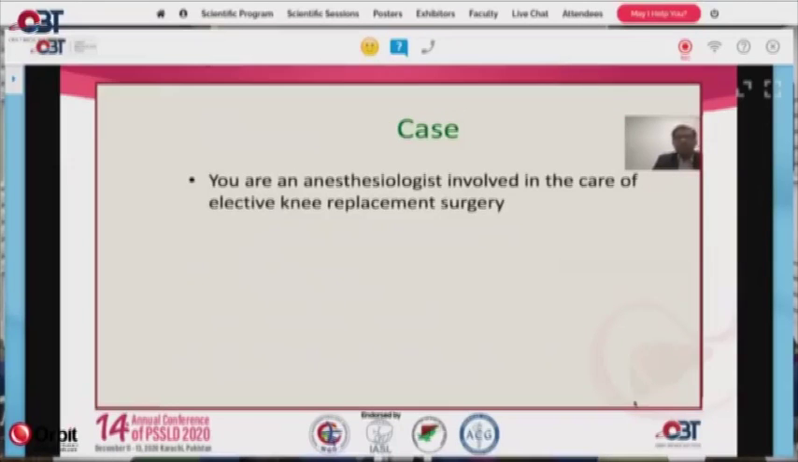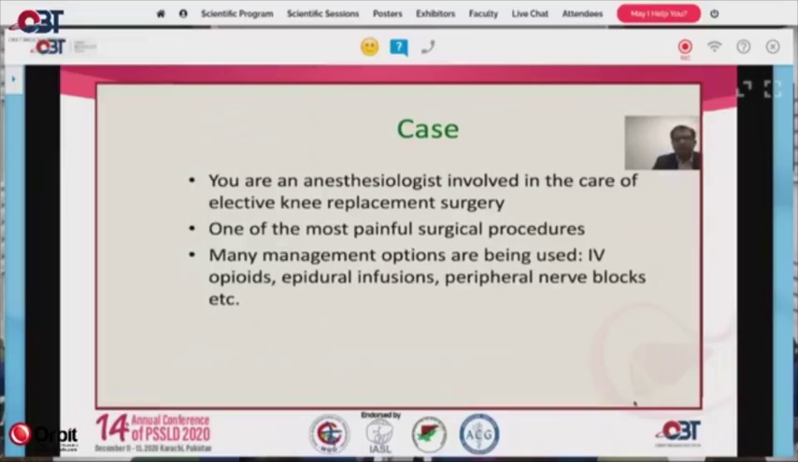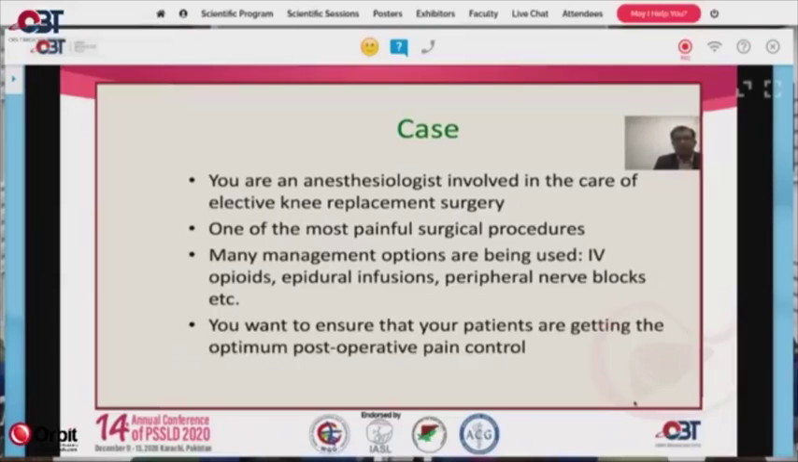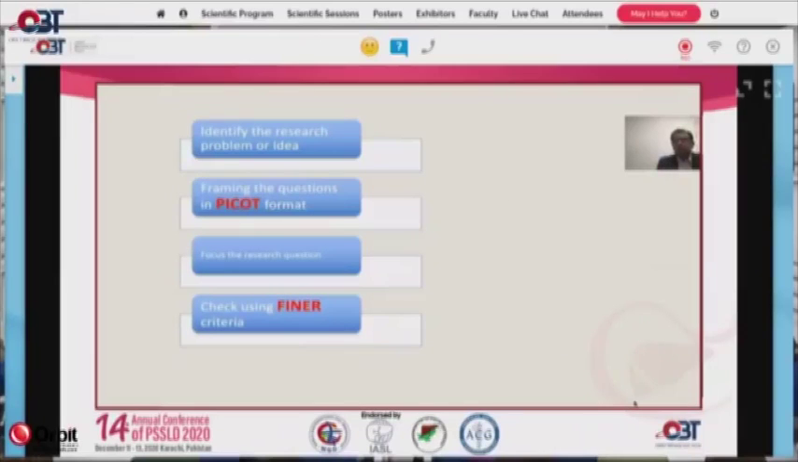So let's take this example that you are an anesthesiologist involved in the care of elective knee replacement surgery, one of the most painful surgical procedures. There are many management options for pain, like IV opioids, epidural infusions, peripheral nerve blocks. You want to ensure that your patients are getting the optimum post-operative pain control. So we will make a study question out of this. Just think and ask yourself, how would you frame this in a study question that you could address? So the first thing is that we are going to identify the research problem or idea.